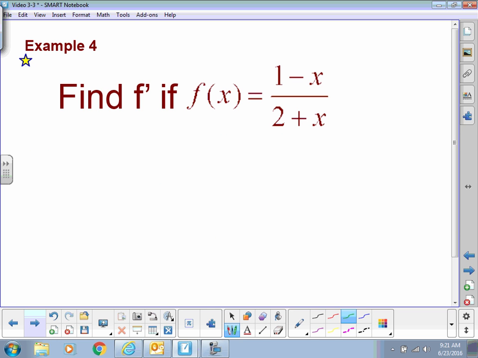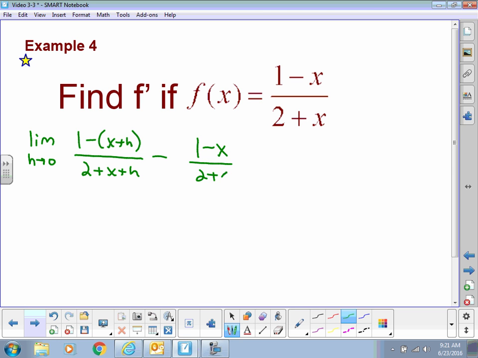So we'll look at one more example in this video. We're going to find our derivative as a function of x, so f prime of x. And this one's going to be a little bit messier than the other ones. So we'll do our limit as h approaches 0. We'll do f of x plus h, which means anywhere there's an x, we'll sub in an x plus h. So we'll have 1 minus, in parentheses, x plus h over 2 plus x plus h, minus our f of x, which is 1 minus x over 2 plus x, all over h.